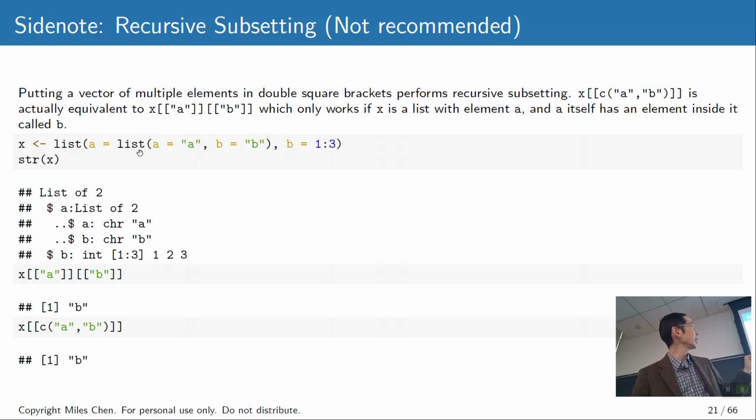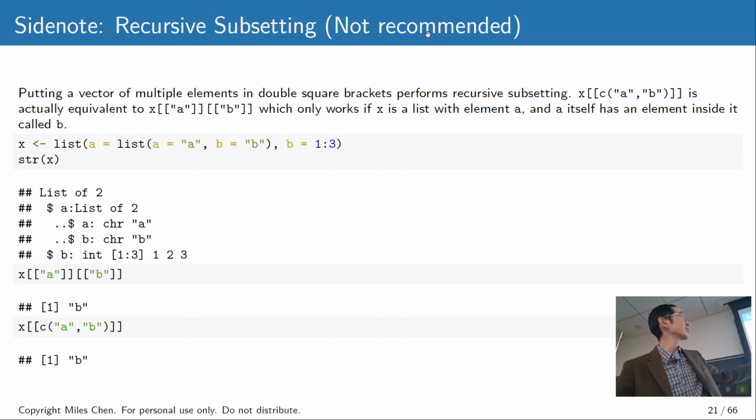And then within A is a list with the named elements A, which is A, and B, which is B. So double square bracket A references this first list, and double square bracket B references the second element in that, and it gives me back the letter B. And then these two things are equivalent, and they both give me back this thing B.